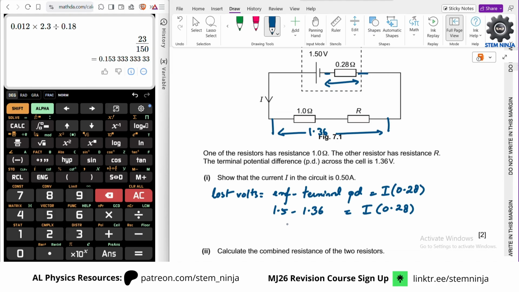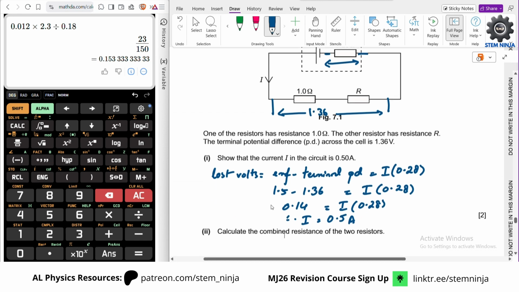So 1.50 minus 1.36 is 0.14, and this is 0.28. So as you can see, 0.14 divided by 0.28 is a half, 0.5 amps.